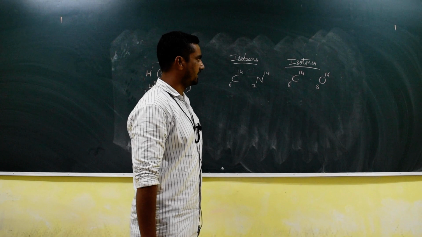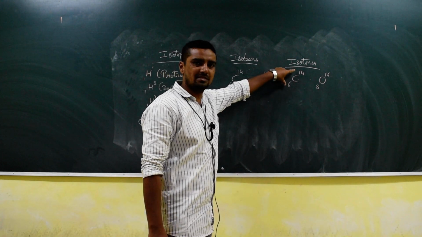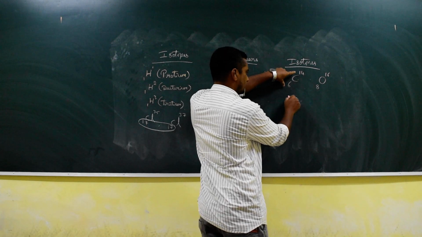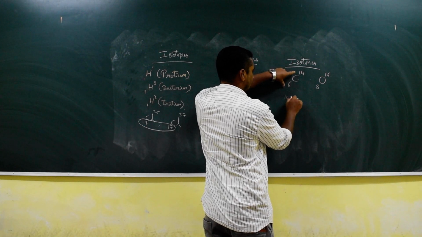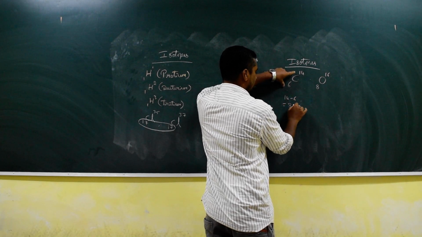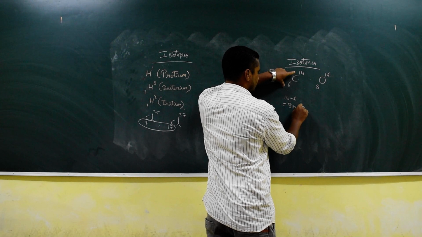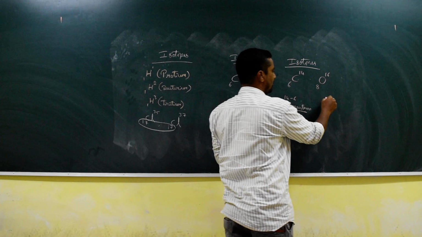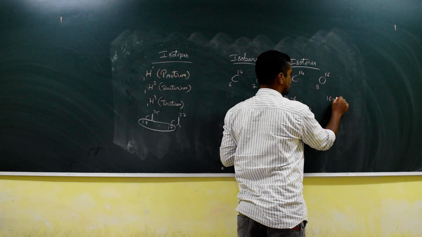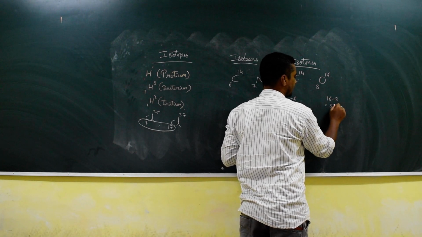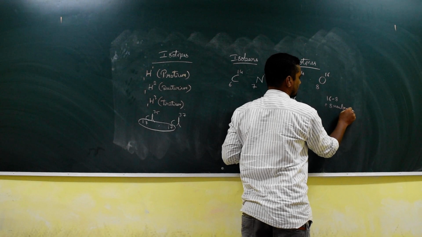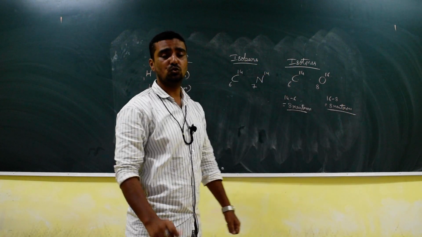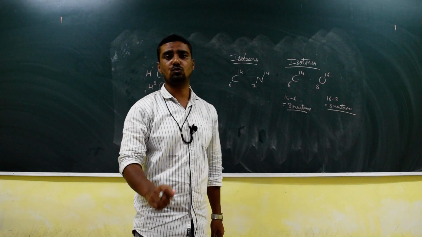So in this case, how many neutrons are present in this carbon atom? That is 14 minus 6, that is 8 neutrons. If we go for this one, 16 minus 8, here also 8 neutrons. Both have the same number of neutrons. They are called isotones.